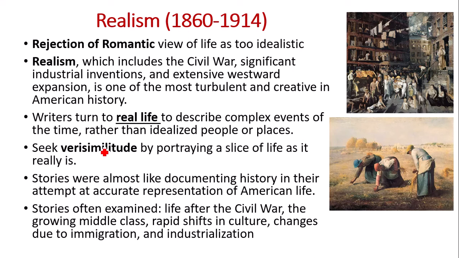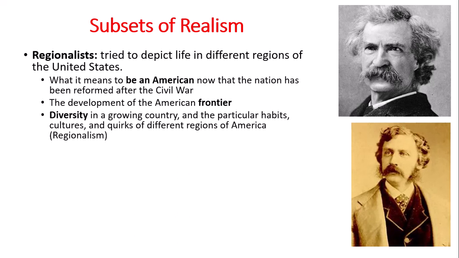Life after the Civil War, the growing middle class, shifts in culture, changes due to immigration and industrialization, those types of things. And this leads into the regionalists, which is a type of realism. I think some people would put these as separate movements, but they kind of happened around the same period of time. Mark Twain writing about life on the Mississippi before the Civil War, during the time that he was a young boy. Bret Harte, pictured here, wrote stories of westward expansion and tried to describe what California was like during the Gold Rush period. So the regionalists tried to use this verisimilitude technique to depict life in various regions of the United States.